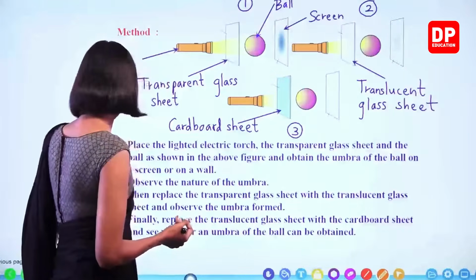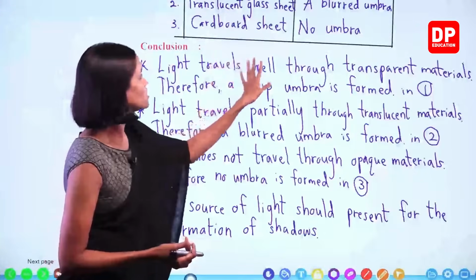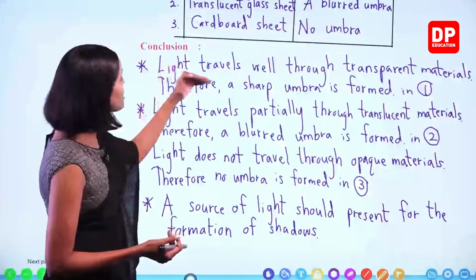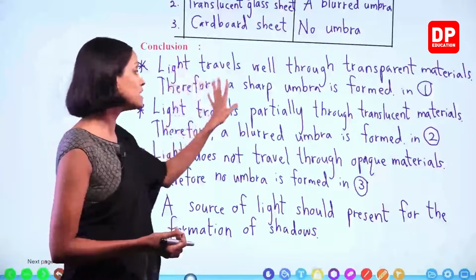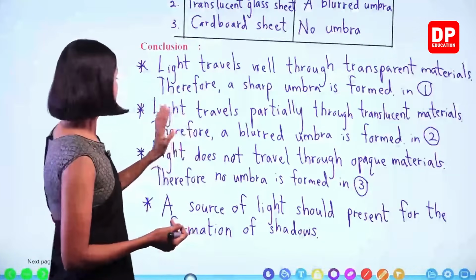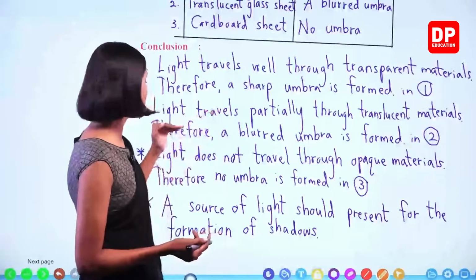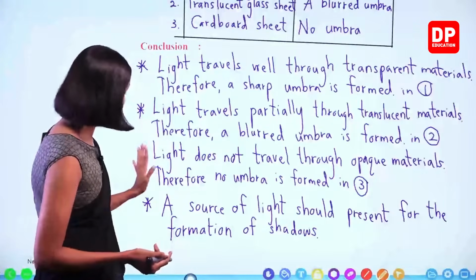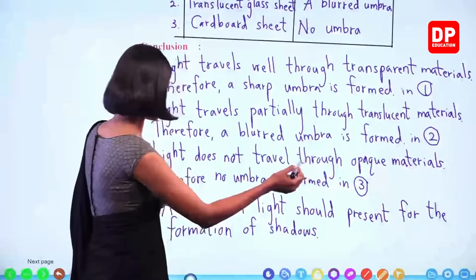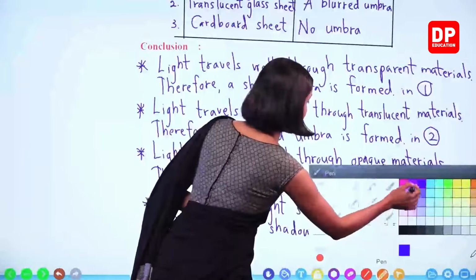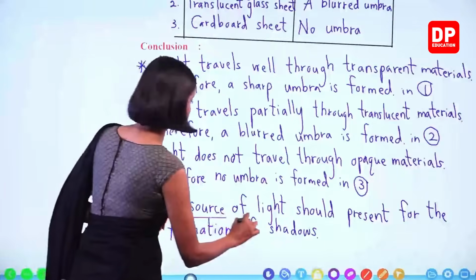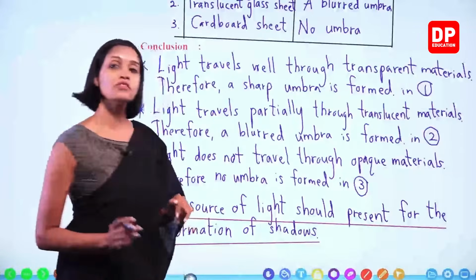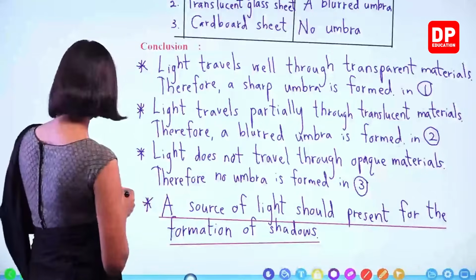Right, children? So that's why light travels well through transparent materials. Therefore, a sharp umbra is formed in 1. Right? Light travels partially through translucent materials. Therefore, a blurred umbra is formed in 2. Right? Light does not travel through opaque materials. Therefore, no umbra is formed in 3. Therefore, finally, a source of light should be present for the formation of shadows. This is very important, right? The source of light should be present for the formation of shadows. Right, children? Right. We'll move on to the next.